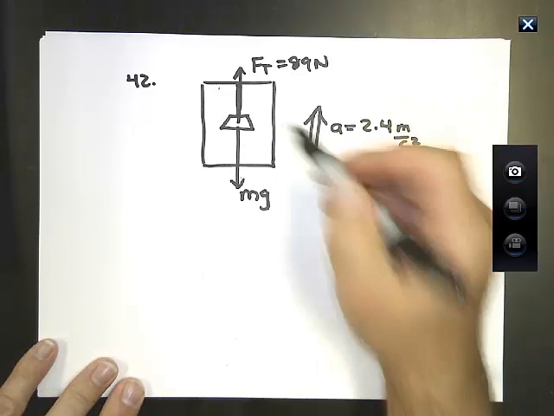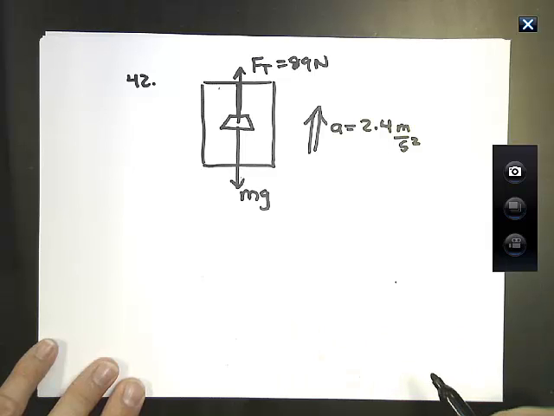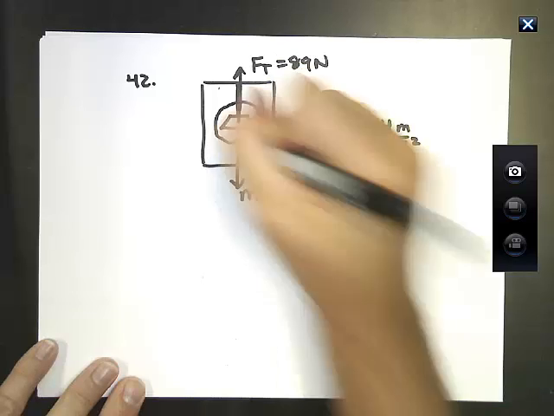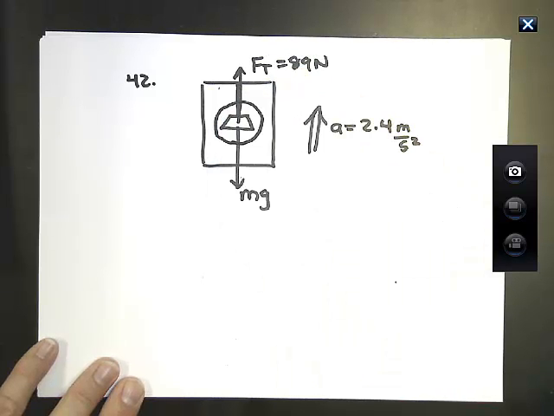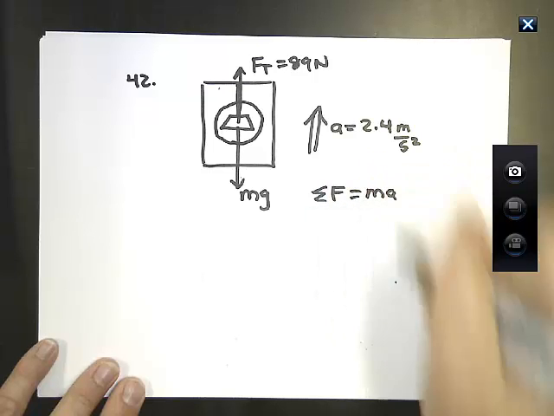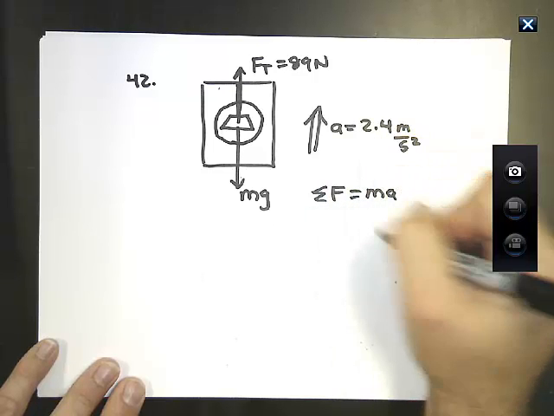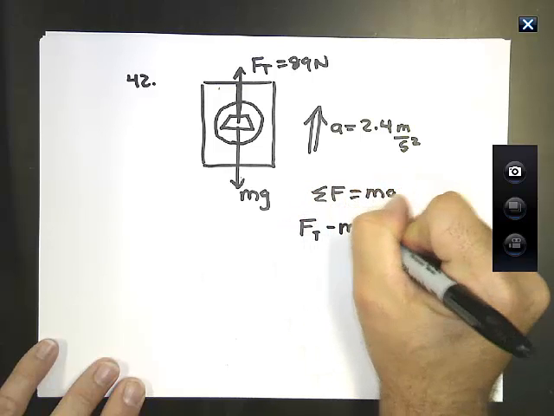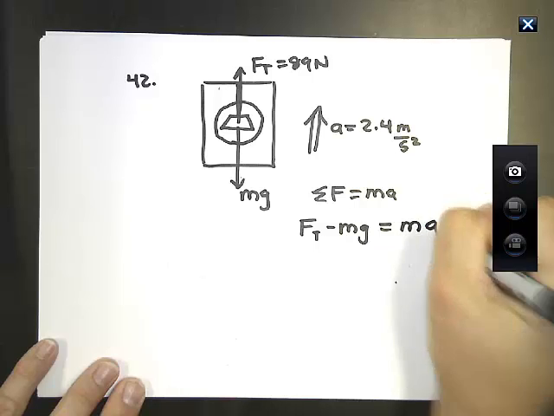Now, the cool thing about elevator problems that a lot of people don't realize is you can ignore the elevator. What we're really after is the motion of the lamp. So we're just going to ignore the elevator and think about the lamp and say, okay, the equation of motion for the lamp is going to be Ft minus mg equals ma.